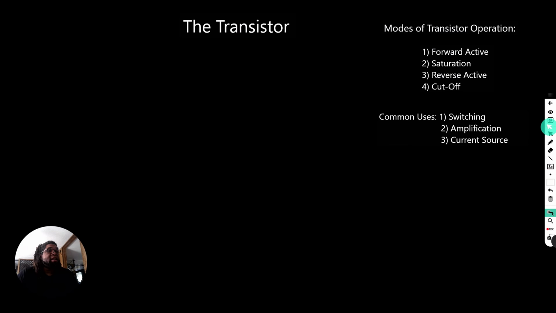Then we have reverse active or reverse bias, and then we have cutoff, which is that it's not operating at all. So common uses of the transistor. What are transistors used for the most? Well, we have switching. Okay, and that can take place typically nowadays. Switching, as far as transistors are concerned, is going to take place in power supplies. Then we have amplification. That just takes place everywhere. I would also put in buffering as well. That would be something there to put.